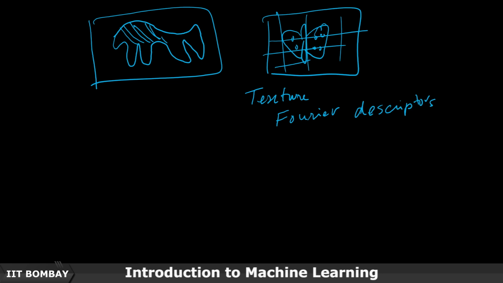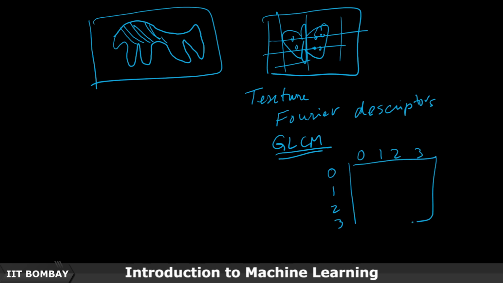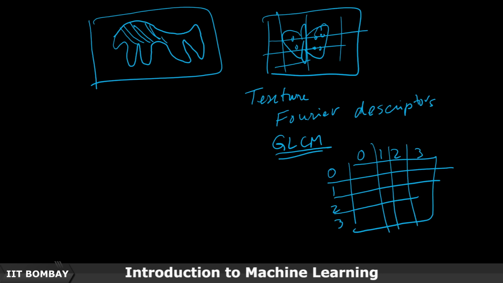or we can use something along the lines of a GLCM, gray level co-occurrence matrix. What that means is we will take the gray levels. Let's say we just have 4 gray levels. We have binned the image into 4 different gray levels, 0, 1, 2 and 3. So we make a two-dimensional matrix, where each row represents every gray level and each column also represents every gray level.